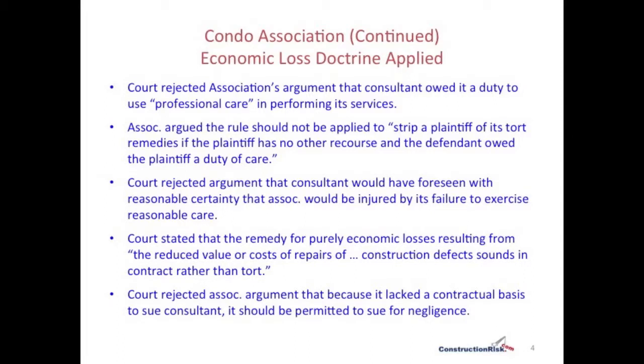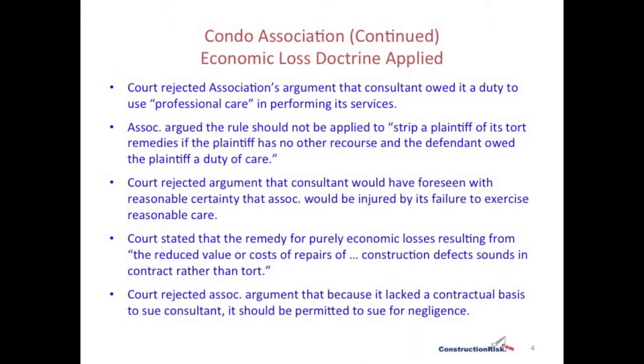And the court also rejected a UCC warranty type claim that was made by the plaintiff because the court said, quote, "We're not here dealing with the sale of movable goods or indeed with any sale at all between the association and the consultant." Close quote. The court also rejected the association's argument that the consultant owed it a duty to use, quote, "professional care," close quote, in performing its services.